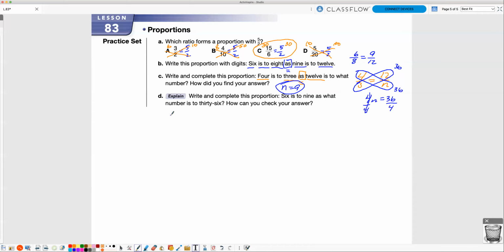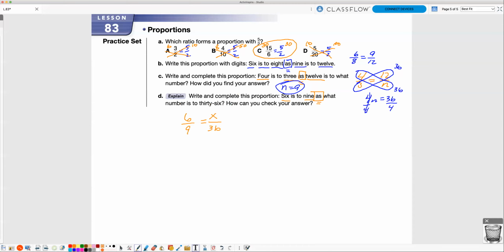Letter D, write and complete this proportion. 6 is to 9 as what number is to 36? And how can you check your answer? All right, so starting off again, 6 is first. 6 is to 9. So 9 is underneath there. And then the word as means equals. So I'm going to put an equals. What number? So we don't know what number. So let's just use the letter x. And what number is to 36?